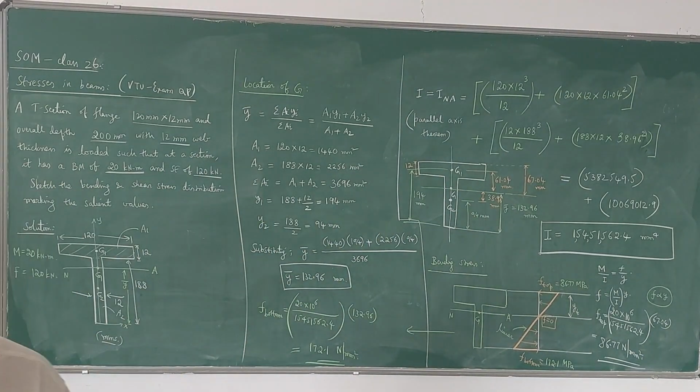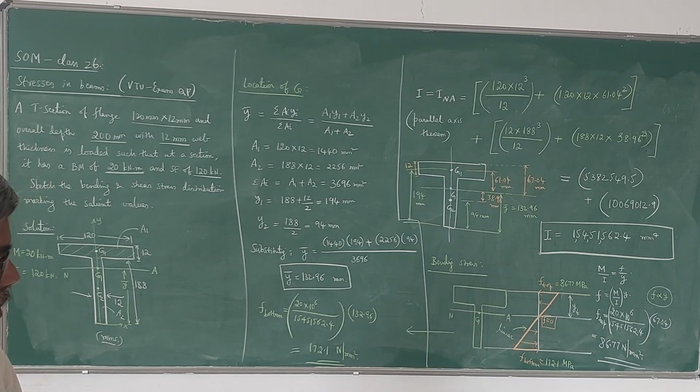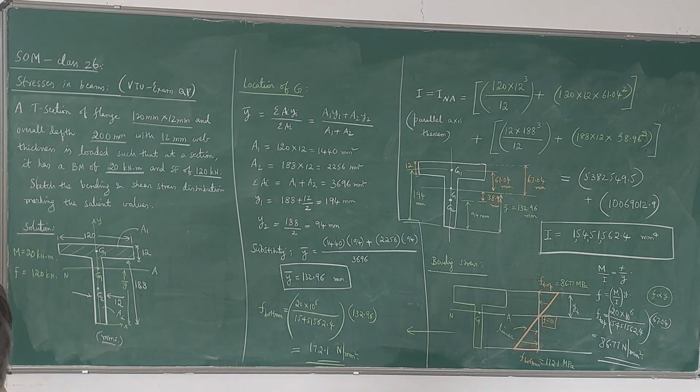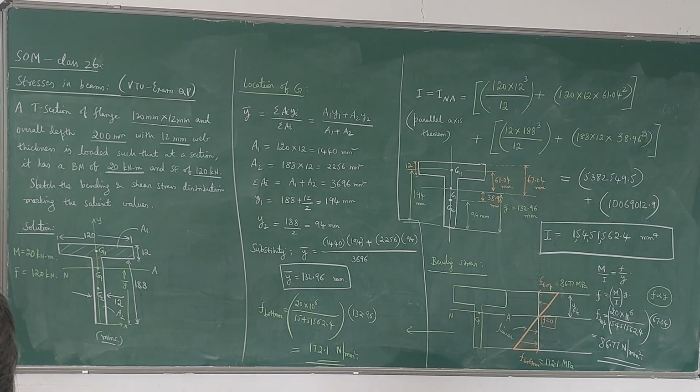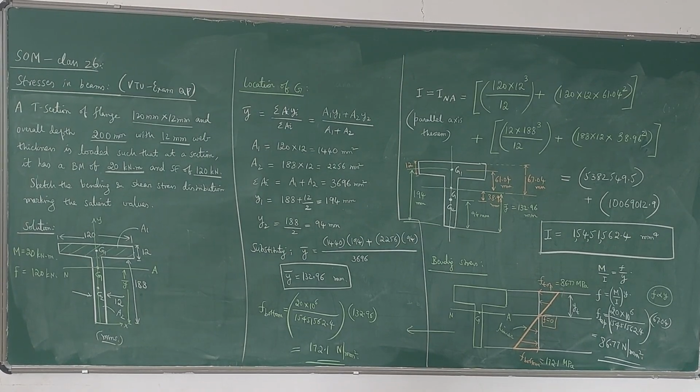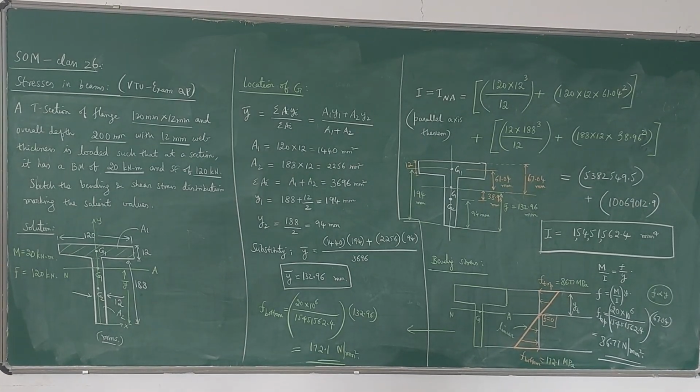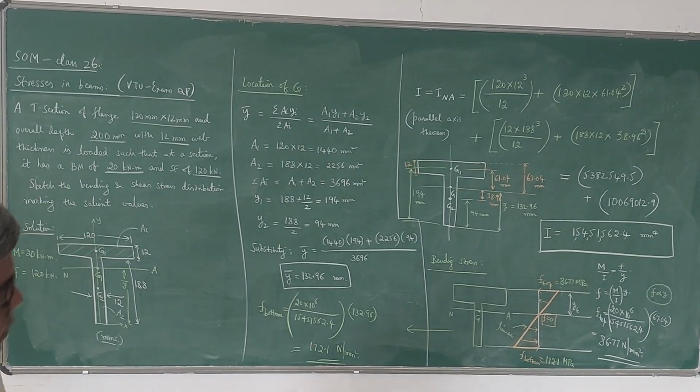Now we can plot the shear stress diagram also for the same section. So we got 86.77 MPa on the top and 172.1 MPa at the bottom, with y bar value as 132.96 mm and I value as 154 515 62.4 millimeter power 4. Now let us plot the shear stress diagram, then the problem will be completed.